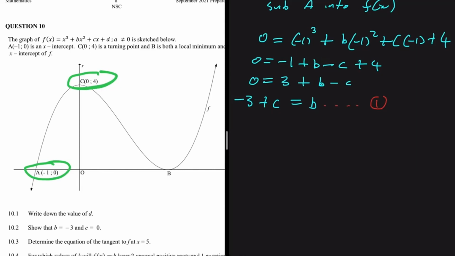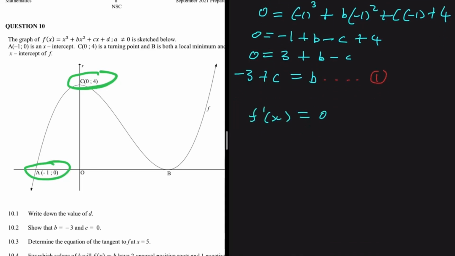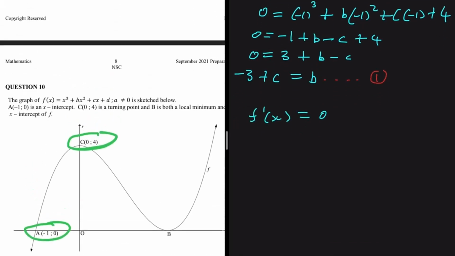And we know fully well that the gradient at the turning point is equal to 0. So what we can say now is that f prime of x is equal to 0, right? So now we're just going to differentiate f(x). Let's not forget f(x) is x cubed plus bx squared plus cx and so on. I just circled it in red here.